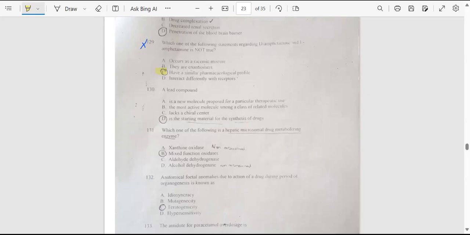Okay, so what's a lead compound? We were doing, I think we discussed drug research and development, but we didn't get to discuss the lead compound and the hit compound. So maybe someone can help us go through the lead and hit compounds in research and in drug development.